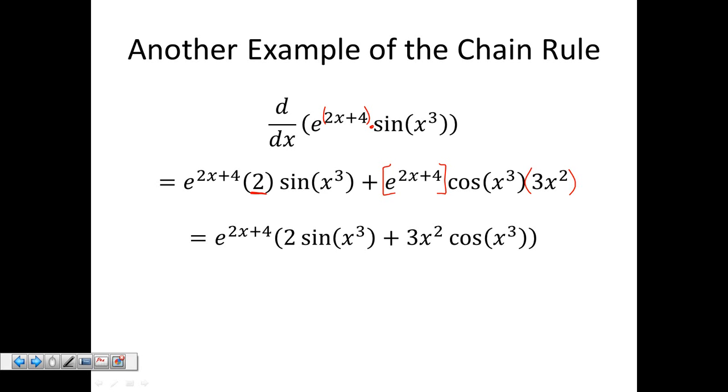Now I can try to simplify this. I can factor out an e to the 2x plus 4. I still have 2 sine of x cubed as the first term plus, and I move that 3x squared up front, so it's 3x squared cosine of x cubed. Not much else I can do with that, so I just let it sit, and that is my derivative.